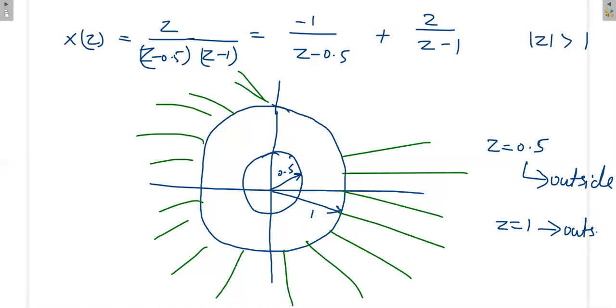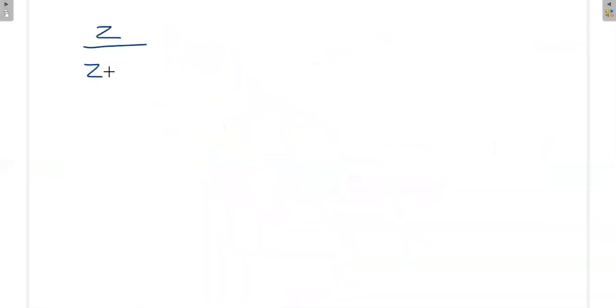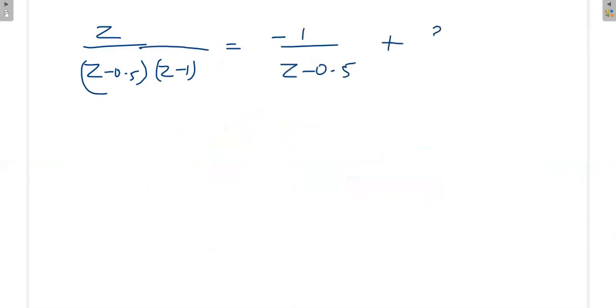Once the ROC is outside the circle, definitely the signal is a right-sided signal. So again, we have to write the inverse Z transform with the help of the right-sided signal. What is that? z divided by (z minus 0.5)(z minus 1) is equal to minus 1 divided by z minus 0.5 plus 2 divided by z minus 1.